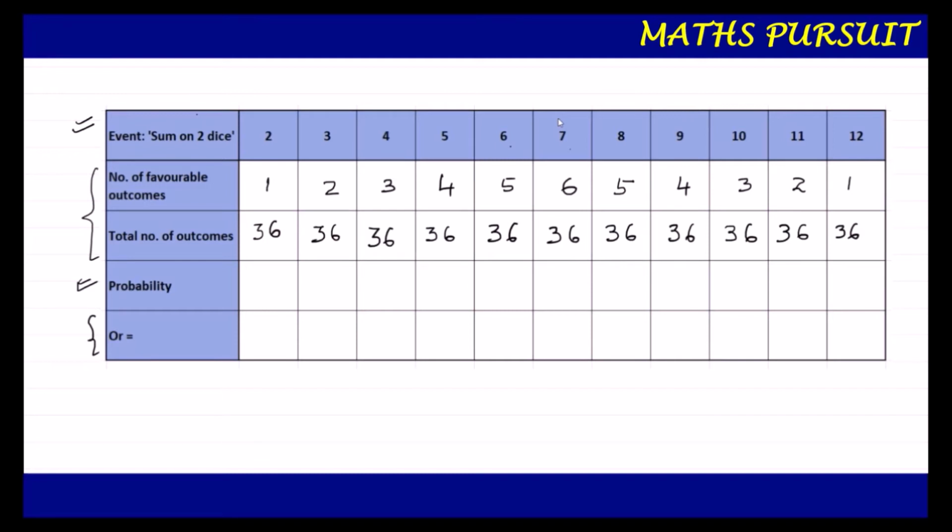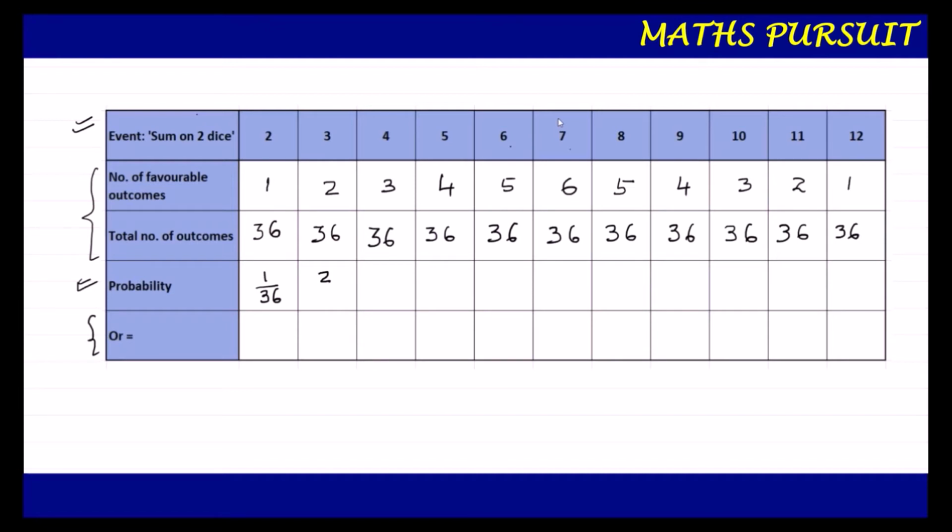Now, probability, guys. We very well know that the probability of an event is given by the number of favorable outcomes upon total number of outcomes. Now, for getting a sum of 2, the number of favorable outcomes is 1 and the total number of outcomes is 36. For getting a sum of 6, the number of favorable outcomes is 5 and the total outcome is 36. So, I can write here the probability of the event for getting a sum of 2 is 1 upon 36, that is, number of favorable outcomes upon total number of outcomes.